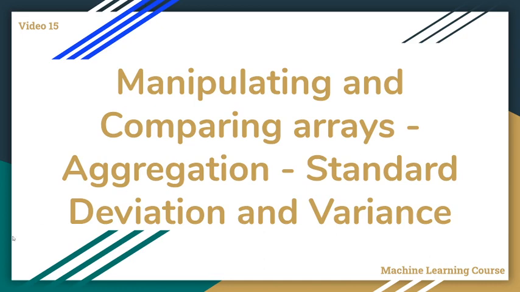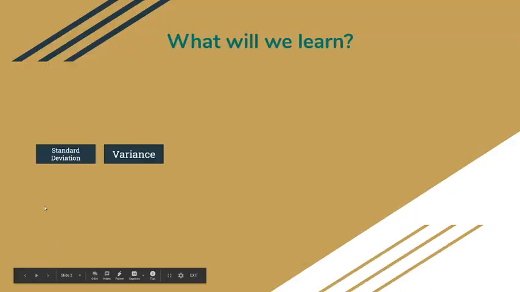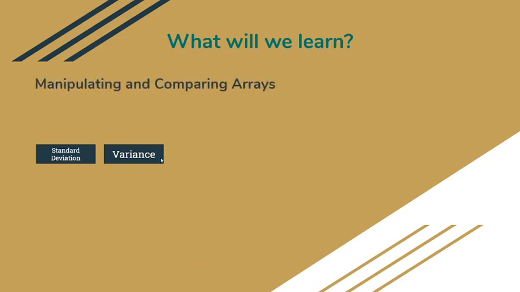So basically what we're going to learn about is standard deviation and variance in manipulating and comparing arrays, and it's still part of aggregation. Don't be confused, because in the previous video I gave you a brief demo of standard deviation and variance. I just told you a few of the functions. Today I'm just going to explain it more so you understand, because it is quite a hard topic to understand.